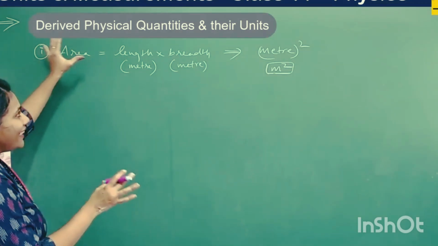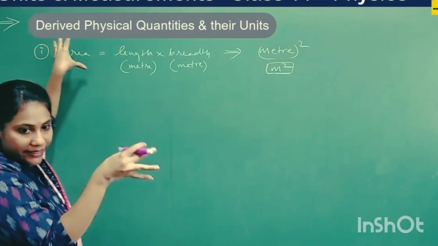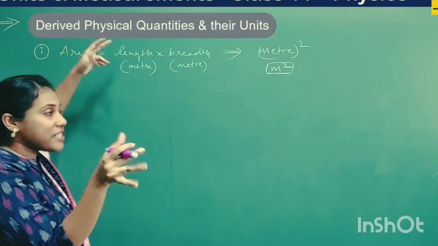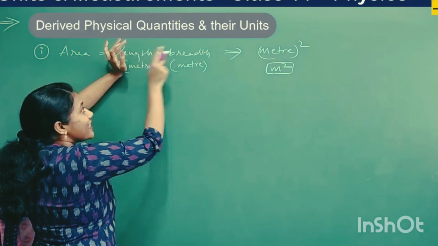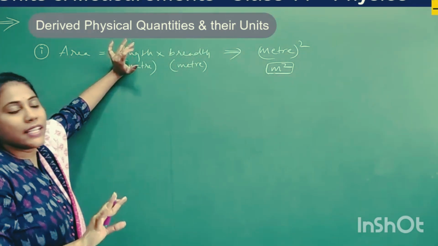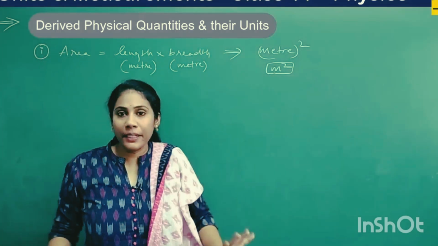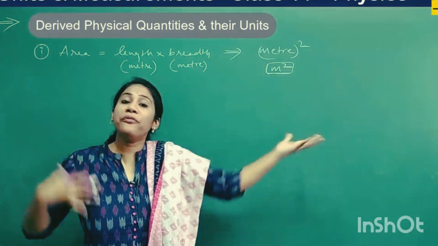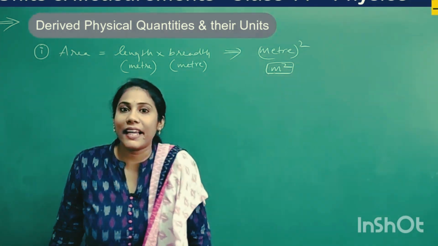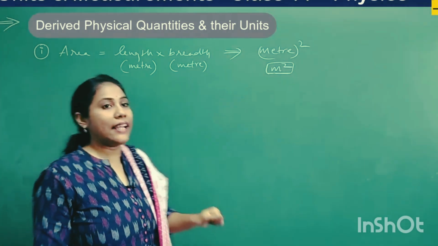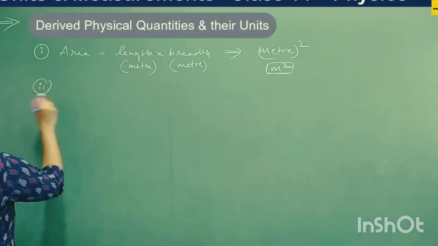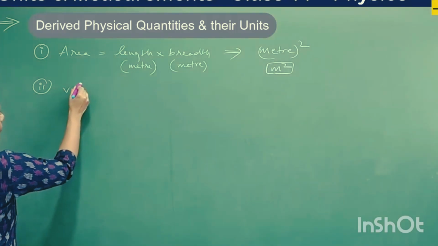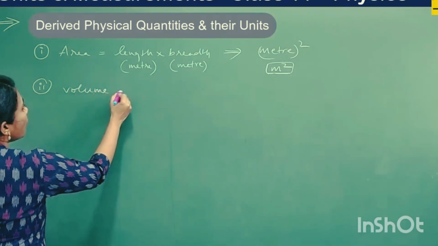So area is the physical quantity which is derived from which basic physical quantity? It is derived from length only. There are only 7 basic quantities. From them, every other physical quantity can be derived. That's why they are called derived quantities. So the next important derived physical quantity, I can go for volume. So what is volume?